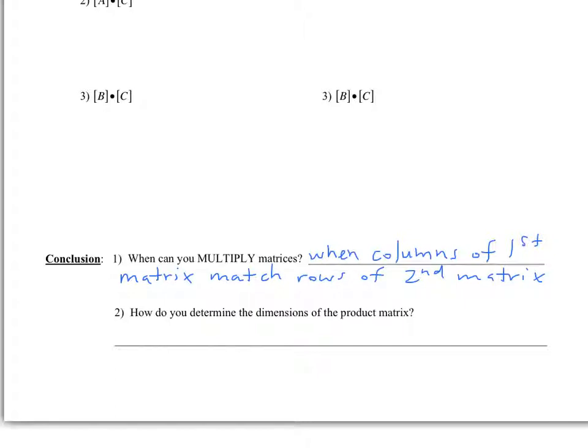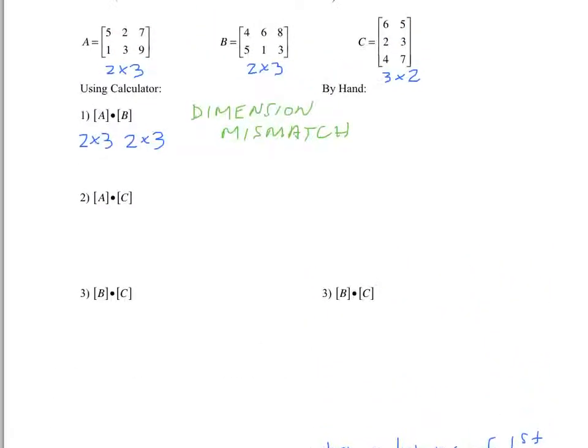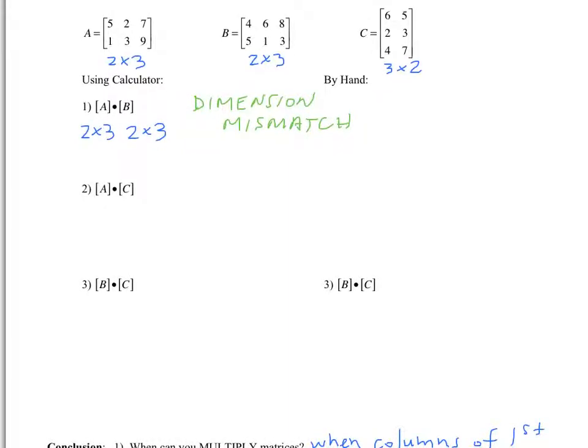Okay? So let's take a look up here. So when we're multiplying, okay, I look at the columns of the first matrix, and in this case it's a 3, and I compare that to the rows of the second matrix. Those don't match. Therefore, we cannot multiply them.